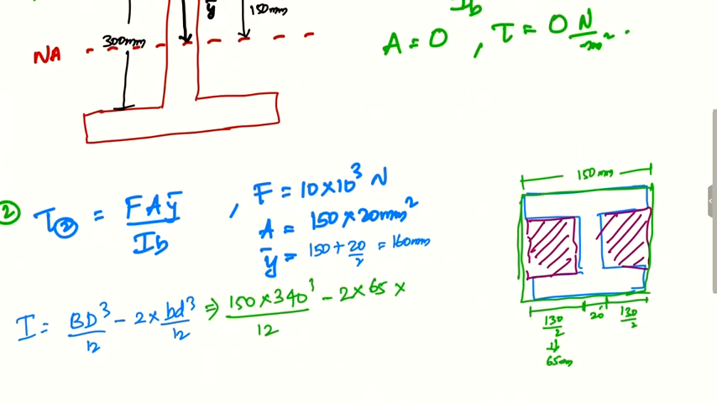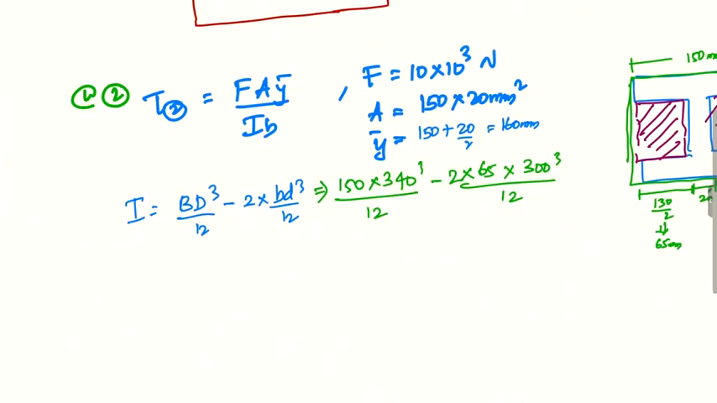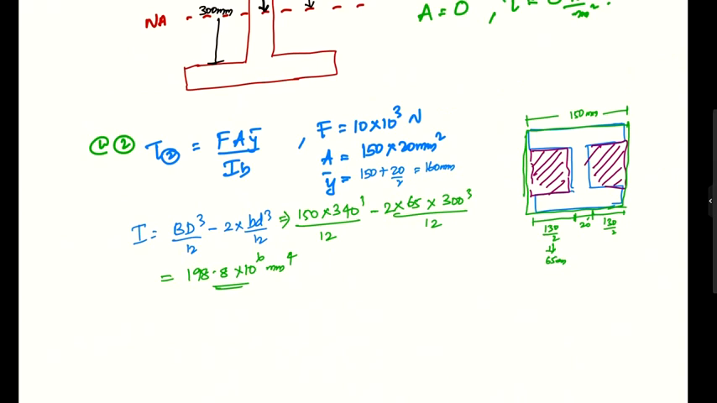cubed divided by 12, and from there I'll get the value for I. After calculation I'll get it as 198.8 into 10 raised to 6 mm raised to 4. Is it fine? Have you understood how to calculate this I? We have discussed the same in the case of bending stress.